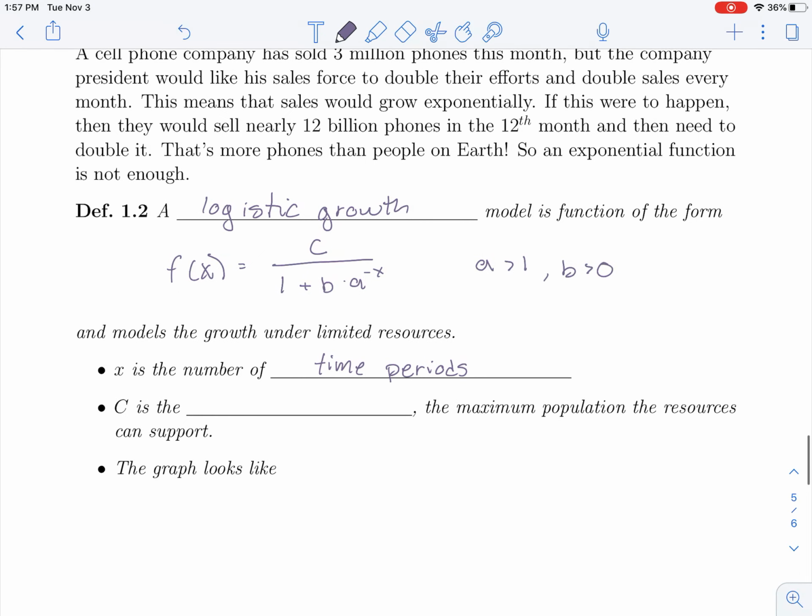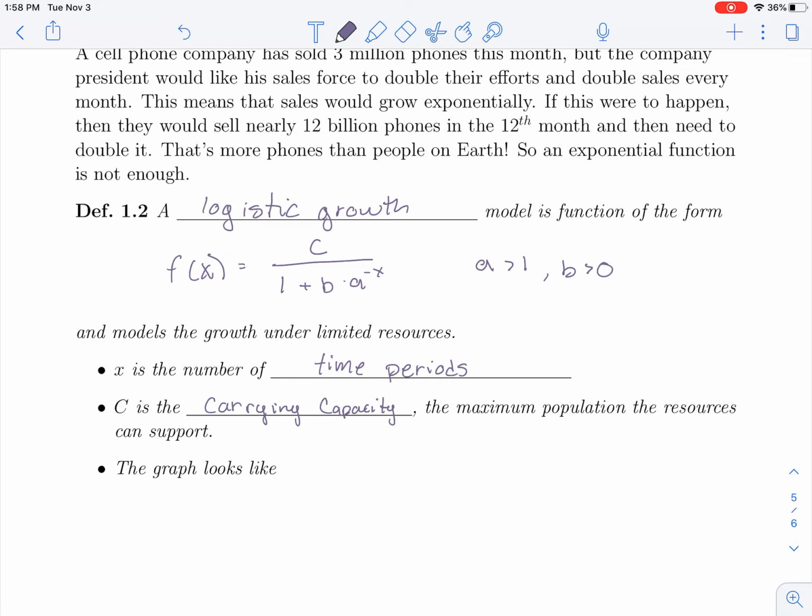C is not the initial condition. C is what we call a carrying capacity. And we've mentioned this word before, I believe. Carrying capacity is the maximum population resources can support. You might hear some people talk about the population of the earth, the carrying capacity being a such and such amount due to how much we can farm, how much land is available, clean water, and stuff like that, right?